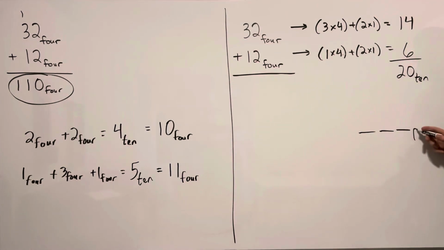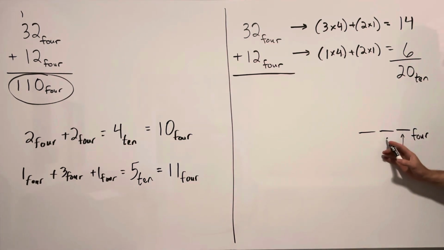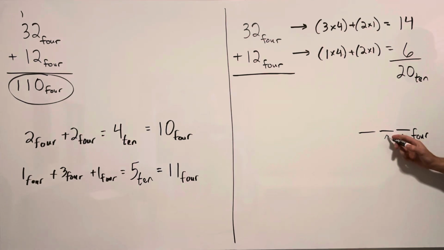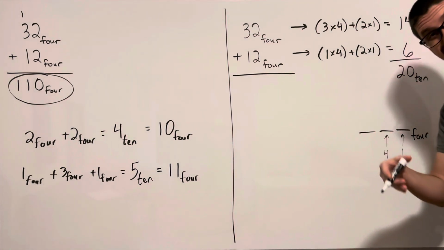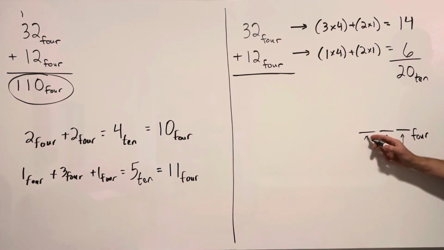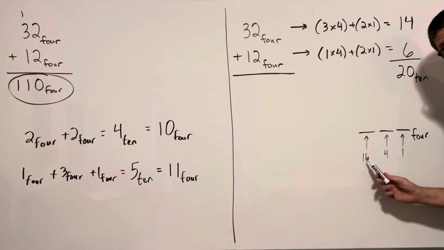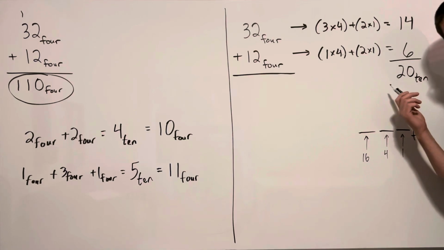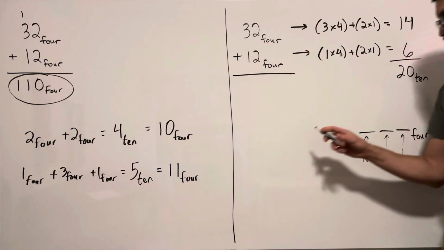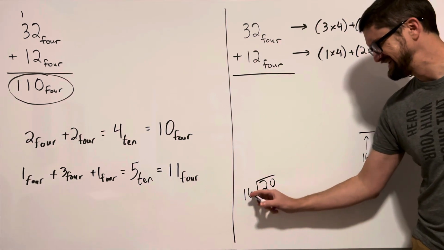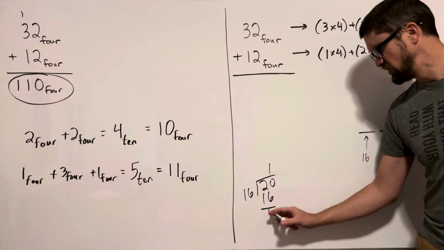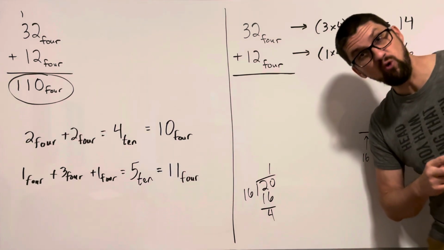Now remember, in base 4, the rightmost place is the ones. This is how many groups of 4 you have. And this would be how many groups of 4 squared, or groups of 16, you have. And I went up to 16 because I have 1 group of 16 in 20. If I take 20 and divide by 16, there is 1 group of 16 in there with 4 left over.